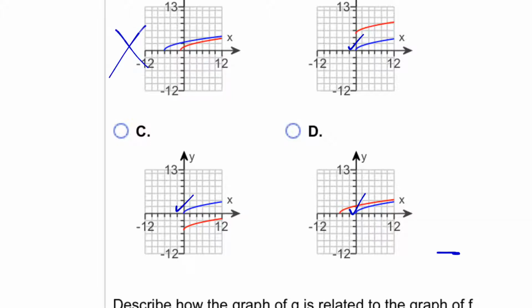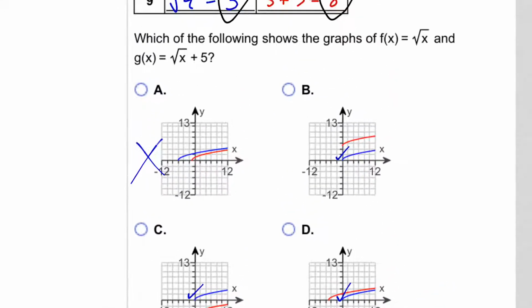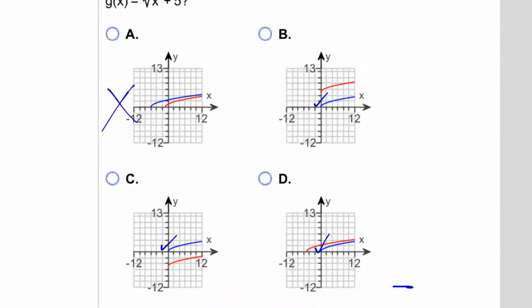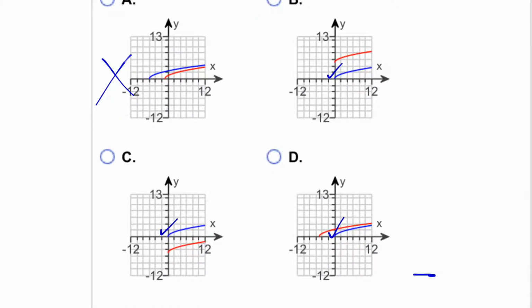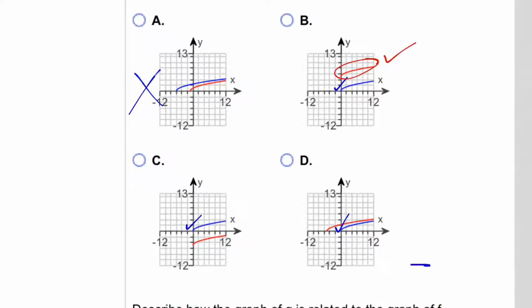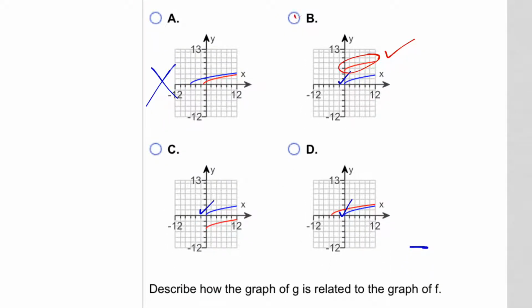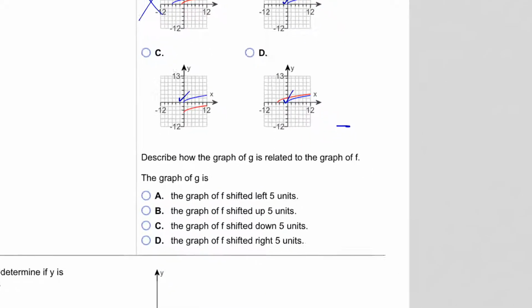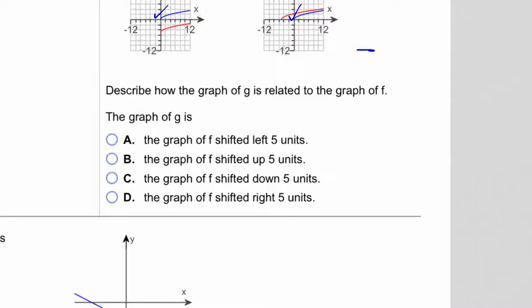Then if you look at the red function, we have to increase everything by 5. So all of our values will get increased by 5. That means it's going to shift up by 5, and this is the right one. So for my example here, the answer will be B. And describing how this graph is related to the graph of f, we saw a shift up 5 units.